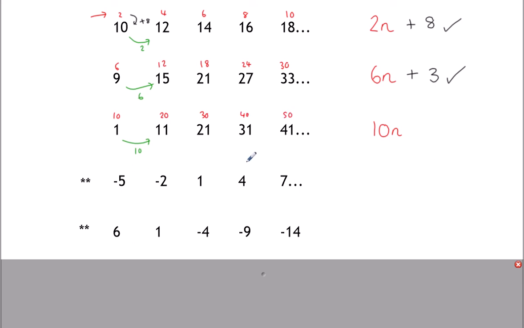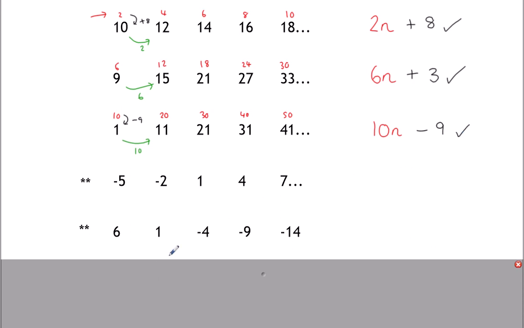Now look at the 10 times table and look at my sequence. The 10 times table starts on 10. My sequence starts on 1. What have I done to the 10 times table? I've taken away 9. And you can check it works for all the other numbers as well. So 10n take away 9.